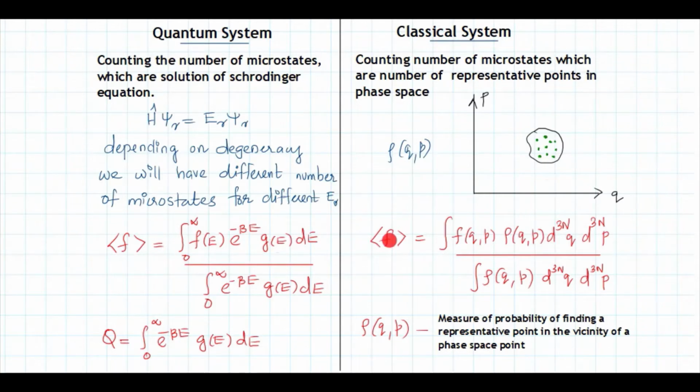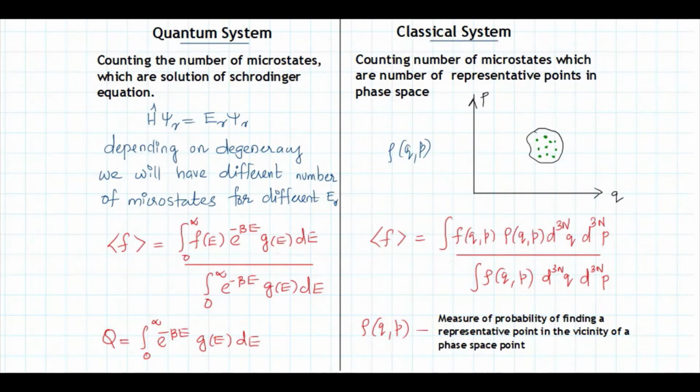Now we define the ensemble average of a quantity f, which is equal to the integral of f of q p rho of q p d raised to 3N q d raised to 3N p, divided by the integral of rho of q p d raised to 3N q d raised to 3N p. This integration is over the whole volume of phase space, and d raised to 3N q d raised to 3N p represents the volume element for N particles in 3 dimensions. For N particles in 3 dimensions, the phase space will be 6N dimensional, and the volume element is d raised to 3N q d raised to 3N p.